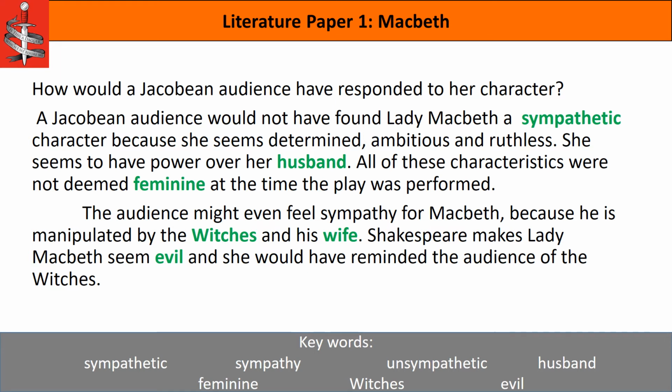The audience might even have felt sympathy for Macbeth because he's manipulated by the witches and his wife. You could link that in later lessons. We'll look at his own free will and whether he has any choice in his actions. Shakespeare makes Lady Macbeth seem evil, and she would have reminded the audiences of the witches, so they would not have found her sympathetic.